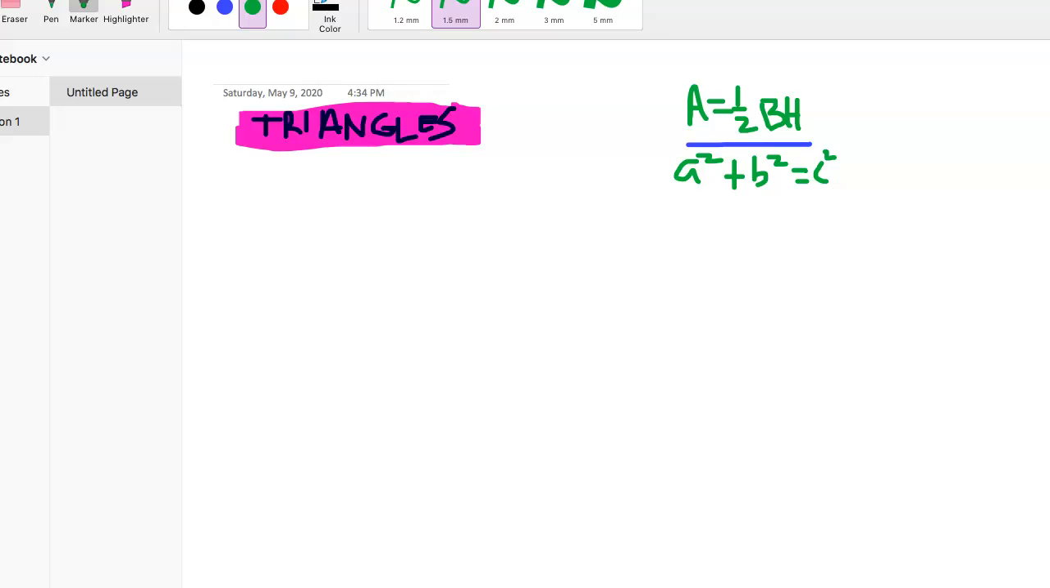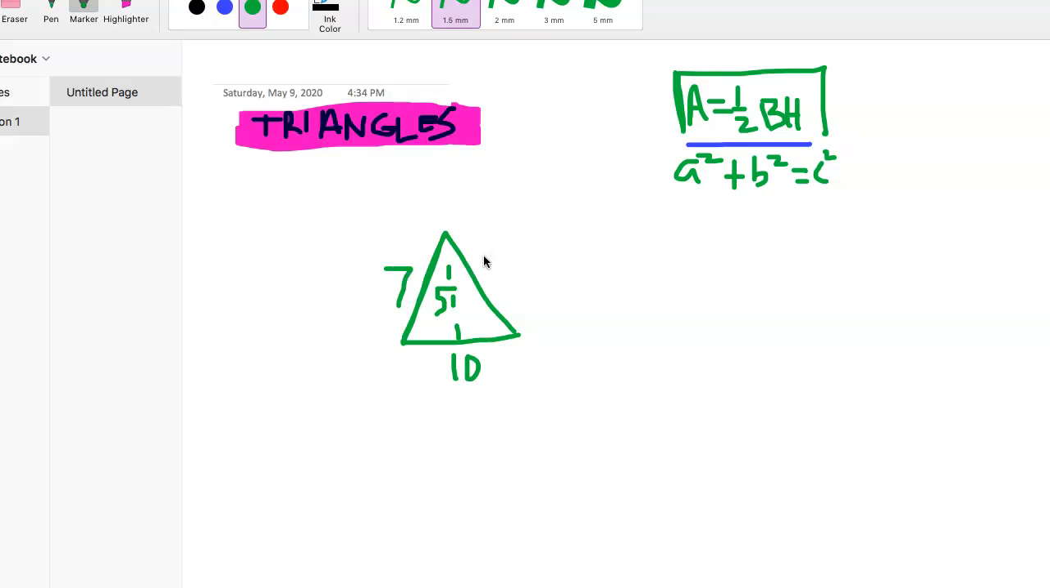Now, we got two formulas to know. You can see the first one right here: area equals 1/2 base times height. So what if we say I got 10 here, got like 5 here. On the sides, we'll say they're both 7. Now, the 7s I just threw in there just to see if I could trick you a little bit, just to pretend like I'm a mean test maker, right?